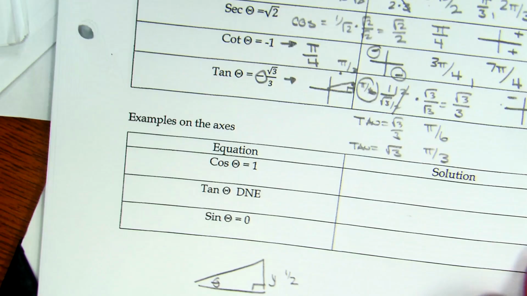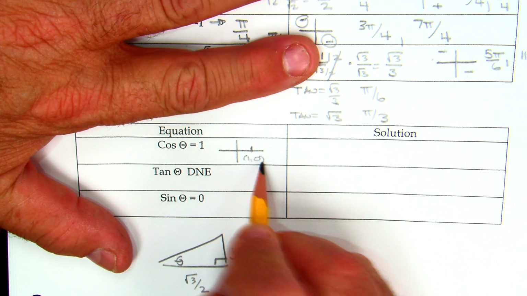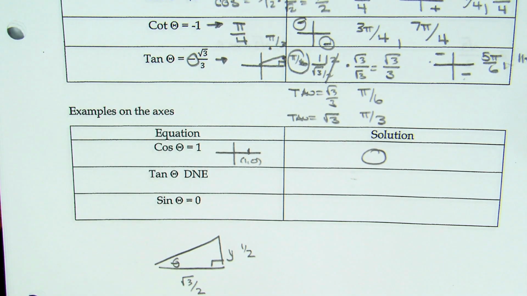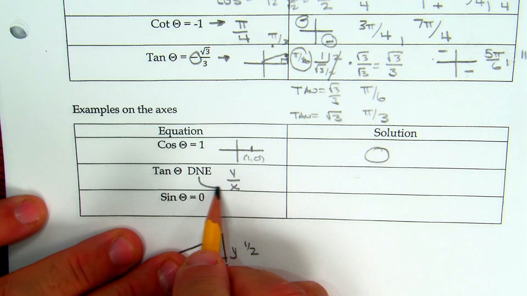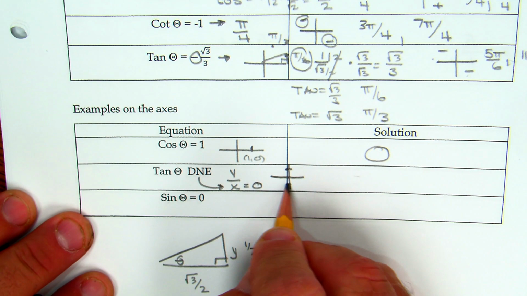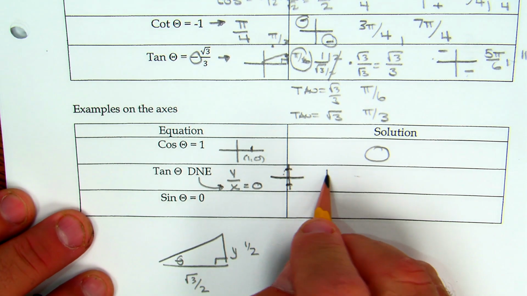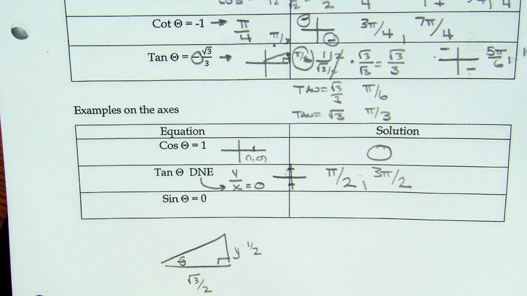All right, examples on the axes from the notes we introduced yesterday. Cosine's equal to 1. Well, that means the x-coordinate is 1. So that means we're at 0, not 2 pi. Okay? Now, tangent does not exist. Tangent is y over x. Recall from yesterday, when it does not exist, we're focusing on the denominator, because when it does not exist, the denominator is equal to 0. So you have to ask yourself, when is x equal to 0? And that, my friends, is in 2 places. Up top and down below. Up top is pi over 2. Down below is 3 pi over 2.